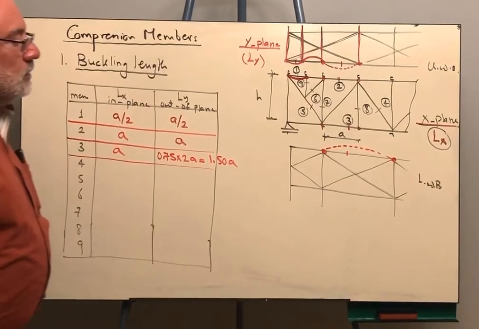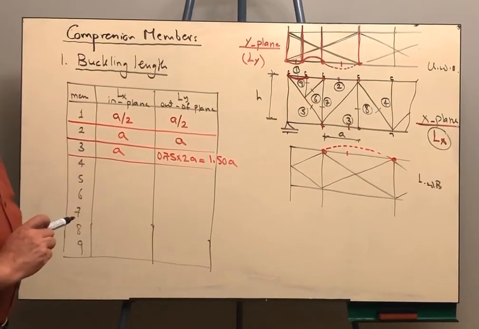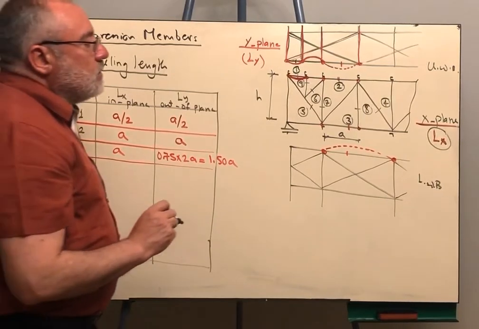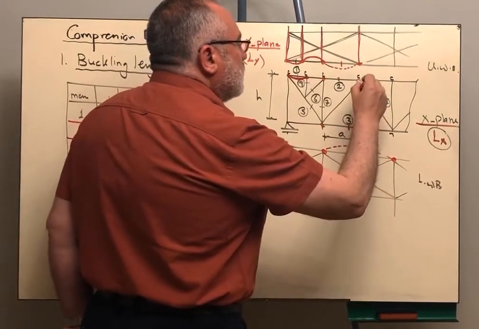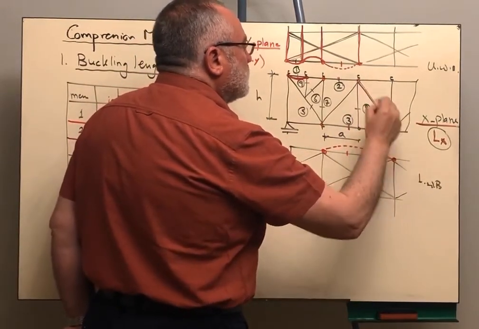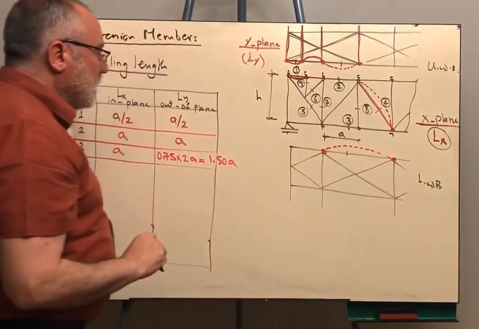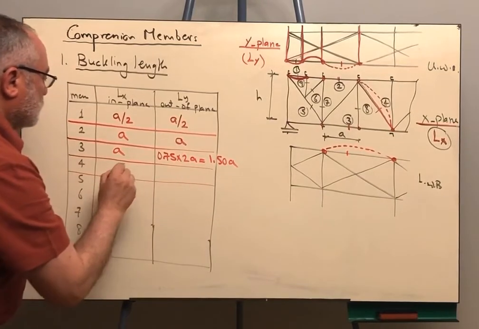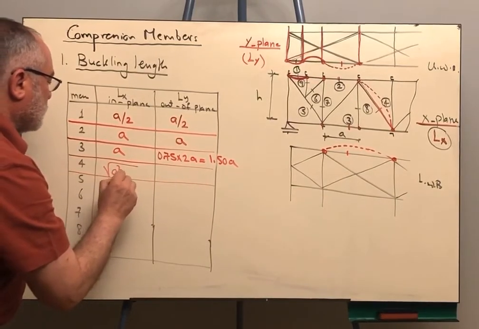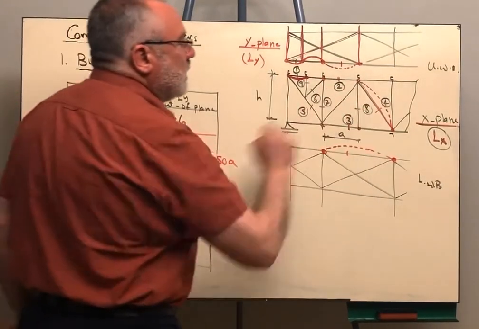Okay, so we finished the top chord and the bottom chord. How about the diagonals? Let us take member 4. Member 4 is this member. In the in plane, it will buckle between this point and this point this way. Always it will be the geometric length. So for member 4, this will be root A square plus H square, which is the length of the member.